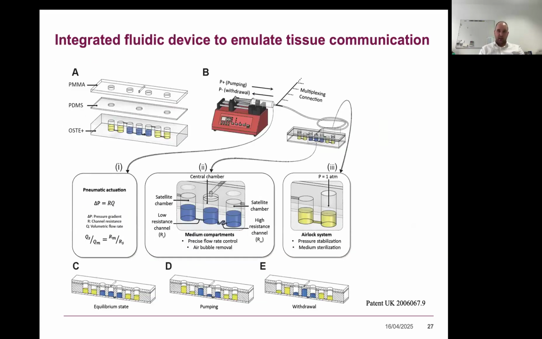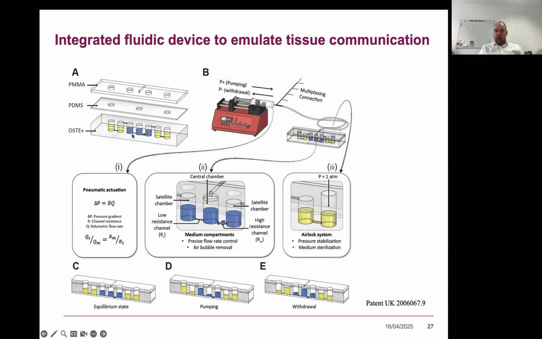Now the last is the design. So we use here a device that is a pneumatically actuated chip. Let me briefly explain how that works. It's essentially three different layers that are then assembled. Those central compartments here are the important ones. Blue would be the cell culture medium.